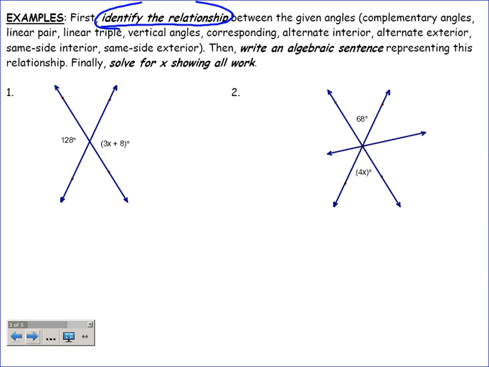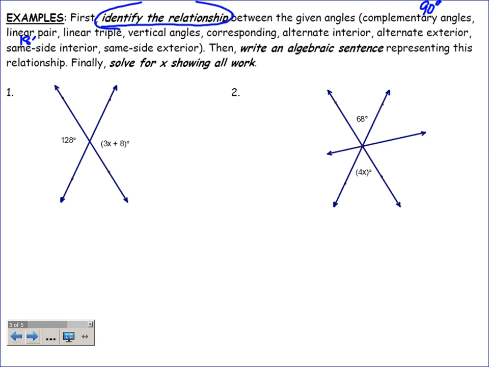I wrote them on the board over here, but they're also written in the directions. These are the things that we learned before. Complementary. What does complementary mean? They add up to 90 degrees. Linear pair. That means they add up to 180. They're basically supplementary. Linear triple. They also add up to 180. The linear means that. Vertical angles. Okay, they're congruent.